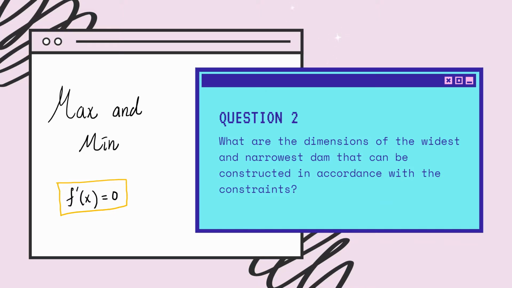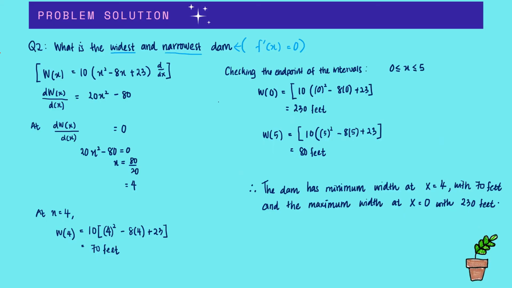And now for the fun part, which is finding maximum and minimum value by differentiation. For question 2, what are the dimensions of the widest and narrowest dam that can be constructed in accordance with the constraints? Solution for question 2. They ask, what is the widest and narrowest dam? Therefore, we know that widest and narrowest means maximum and minimum.